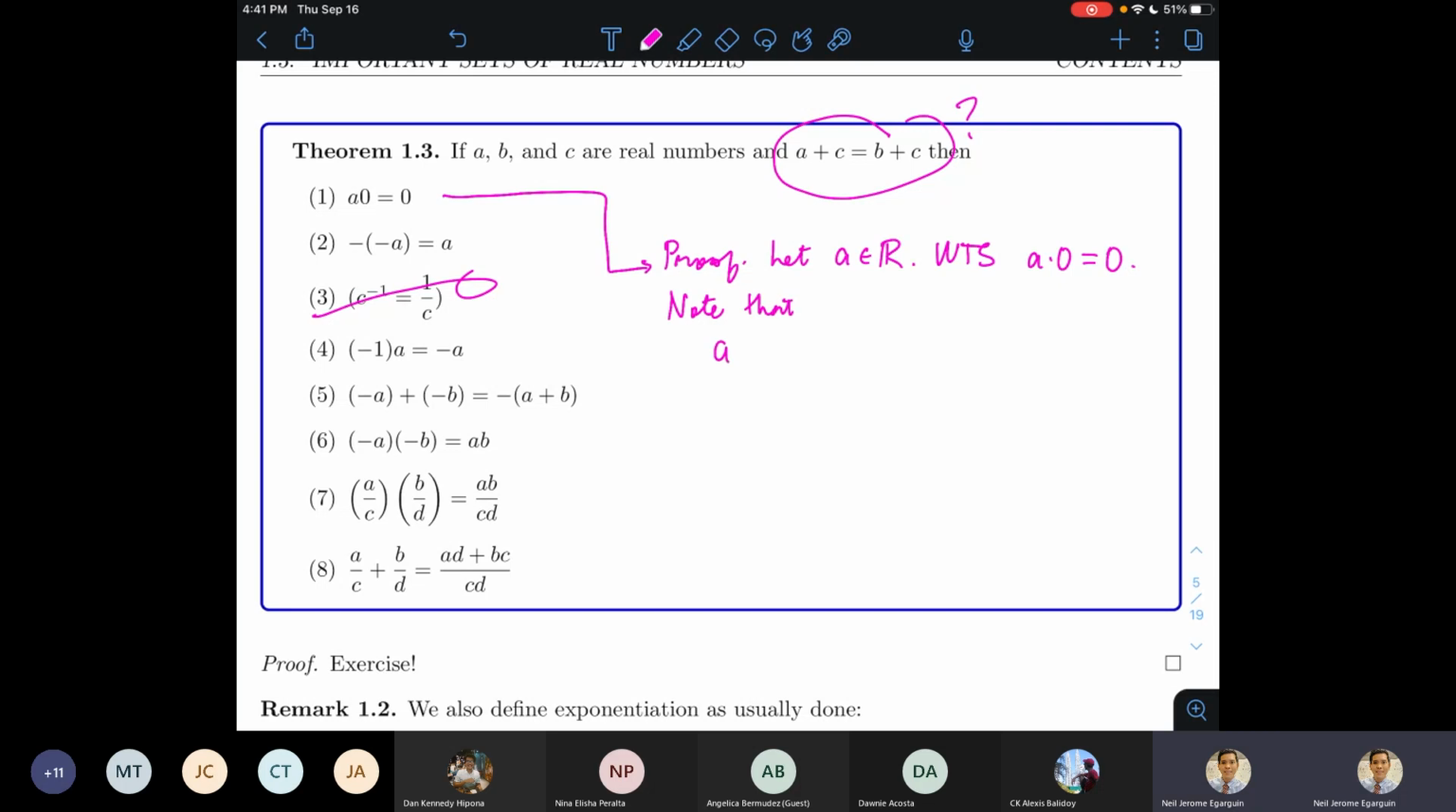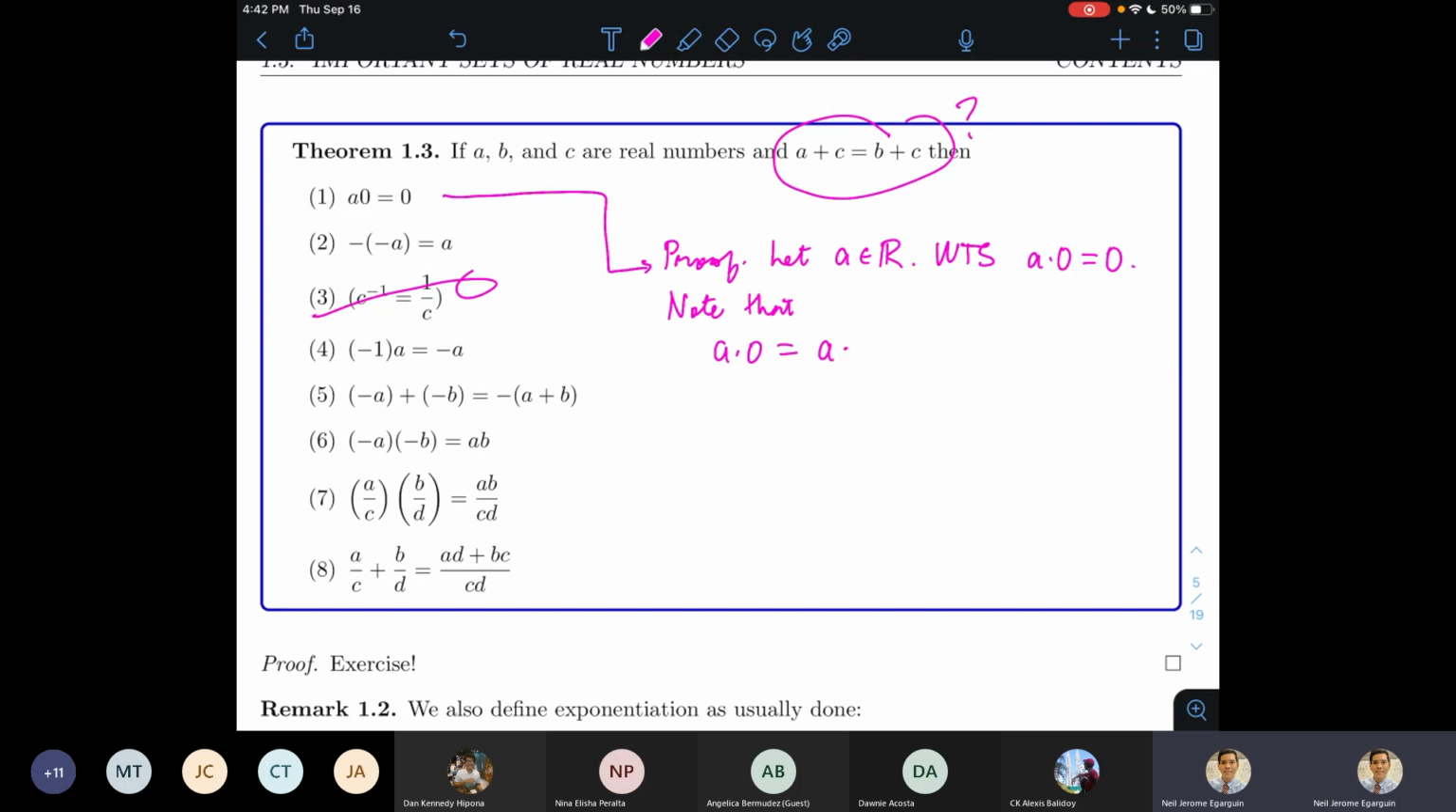Note that a times 0 is equal to what? So I want to eventually have a statement that will lead me to the statement that this guy is equal to 0. Okay? Now, ano ba yung alam natin? A is an arbitrary real number. So I cannot do much about that. Okay? But how about 0? 0 is the additive identity, right? So parang mas marami akong magagawa kay 0 kasi mas marami akong alam tungkol kay 0. For instance, it's the additive identity. And the additive identity can be obtained by adding a number to its inverse. So basically, I'll try to bank on that idea.